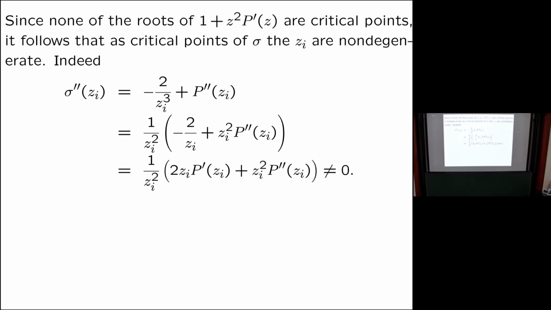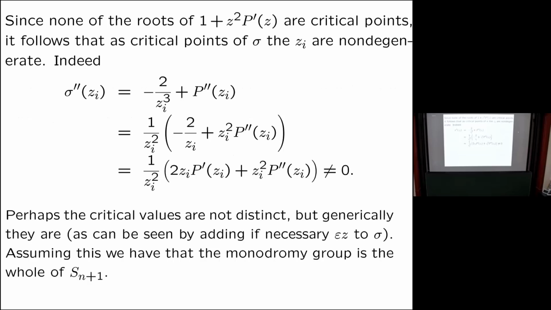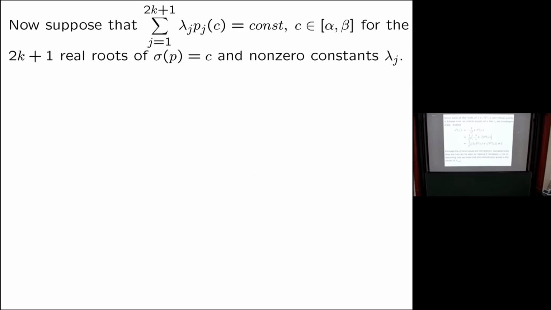In fact, if you compute sigma double prime of zi, you see that you can write it like this, which is actually 1 over zi squared times 2 zi p prime of zi plus zi squared p double prime of zi, which is the statement that this is not 0. Now, the critical values might not be distinct, but generically they are, and you just add epsilon z to sigma, for example. So assuming this, you have that the monodromy group is the whole of S n plus 1.